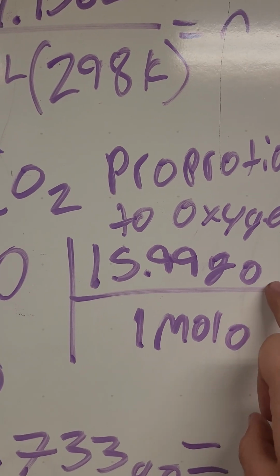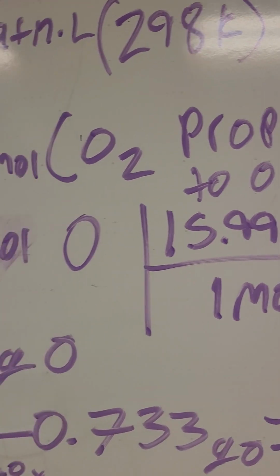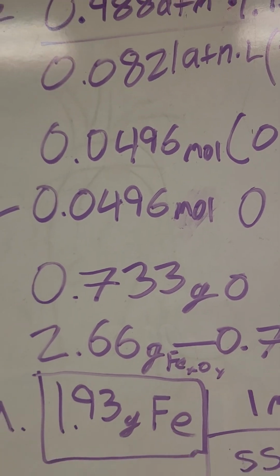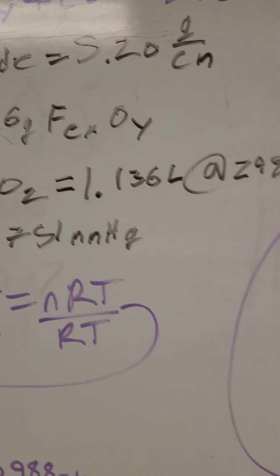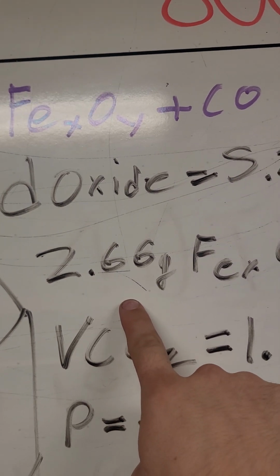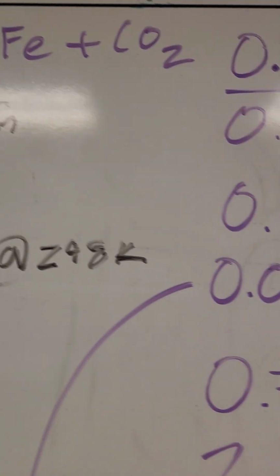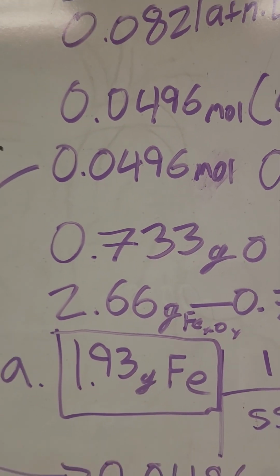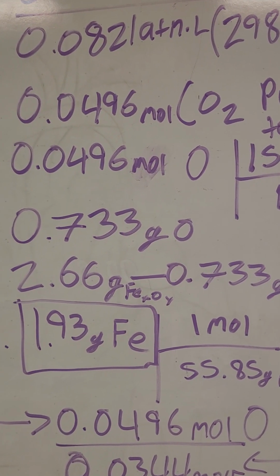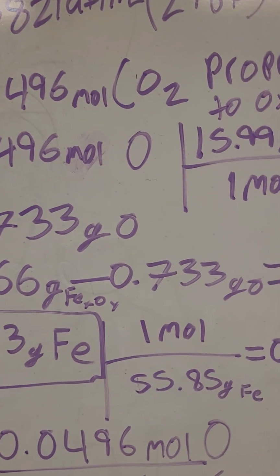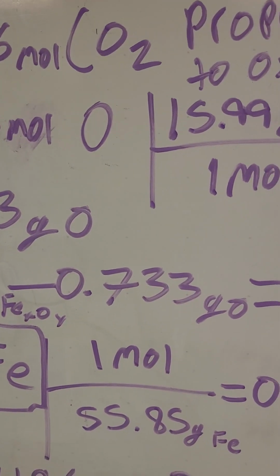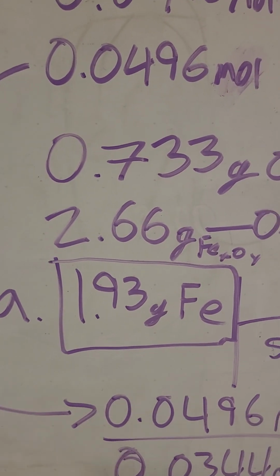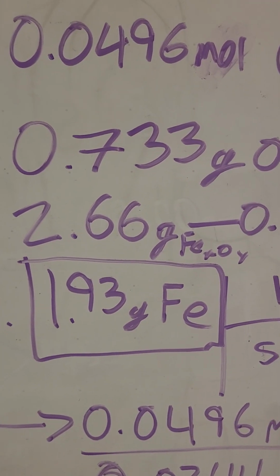Then we can take the molar mass of oxygen and use that to find our grams of oxygen, which is 0.733 grams of oxygen. Now, we know that the total grams of our iron oxide is 2.66. We know that 0.733 of those grams are oxygen. Therefore, we can take 2.66 grams of the iron oxide minus the amount of oxygen in it, which is 0.733, and that equals answer A, 1.93 grams of iron in the oxide.